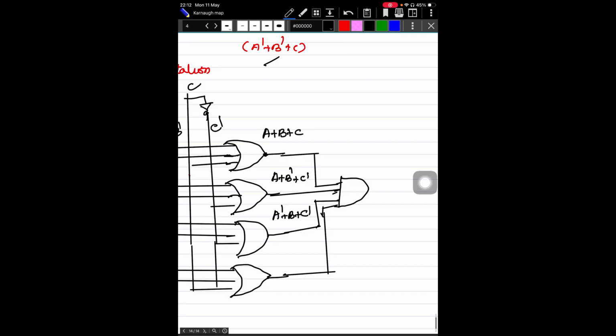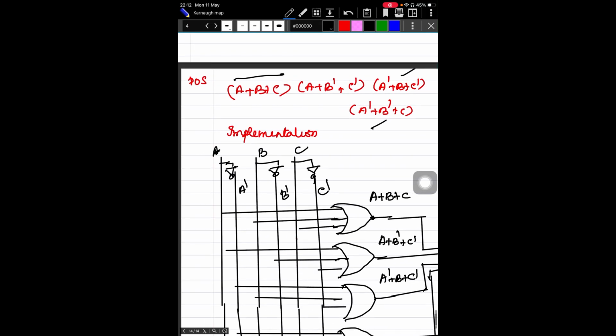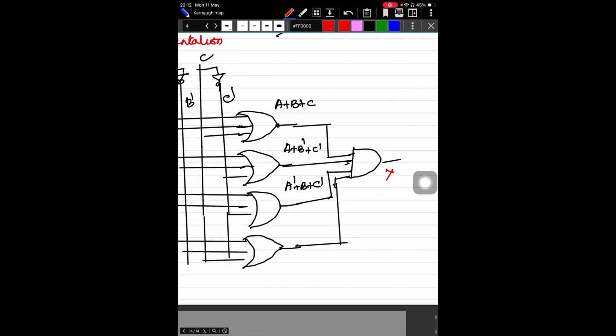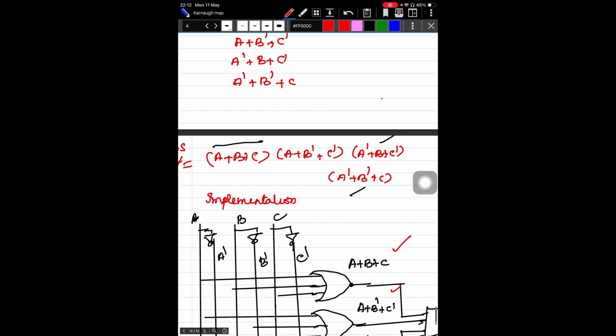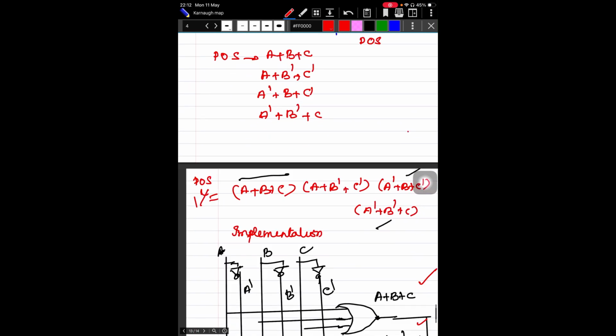So what is my output now? I'll take this as Y is equal to. So what is this expression? Y is A plus B plus C into A plus B dash plus C dash into A dash plus B plus C dash, right? So we have completed whatever we have seen.